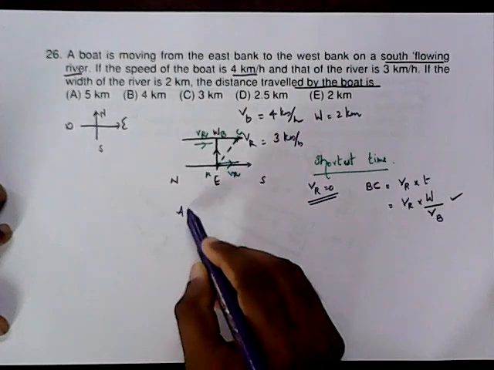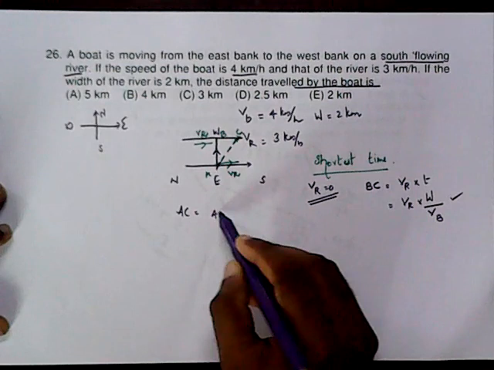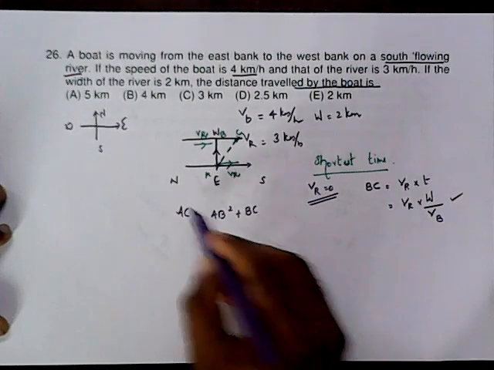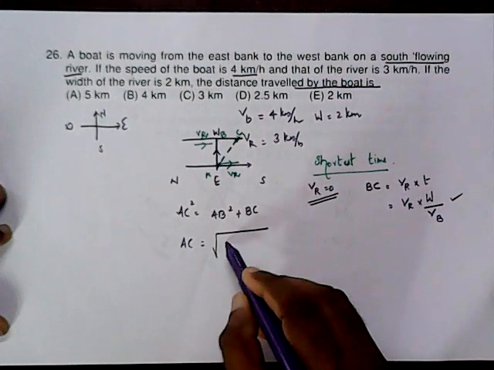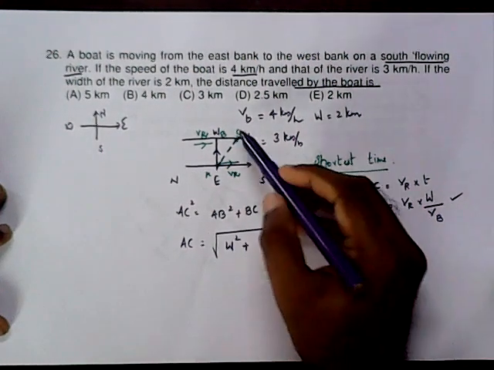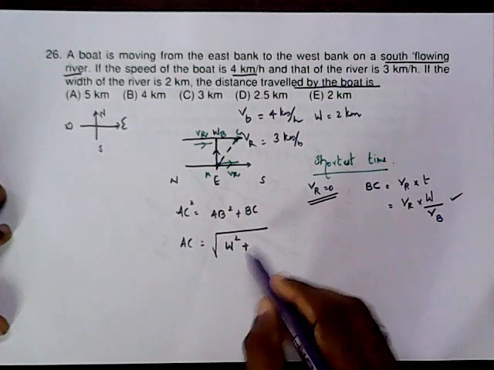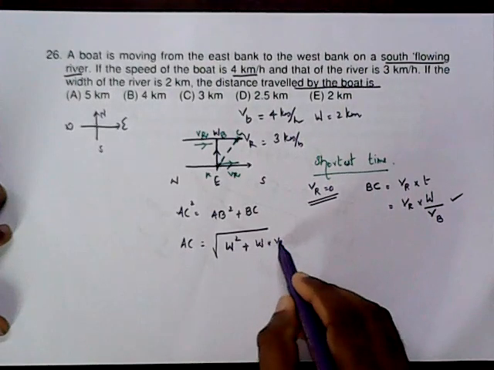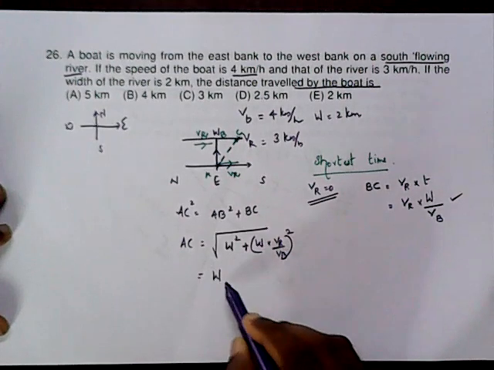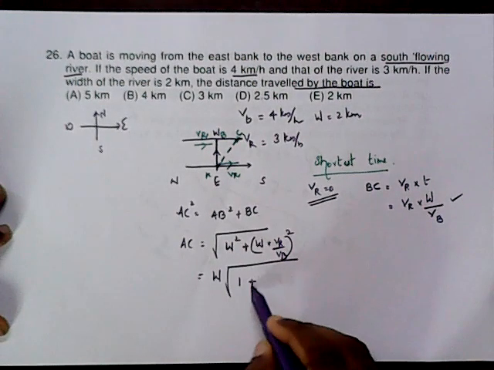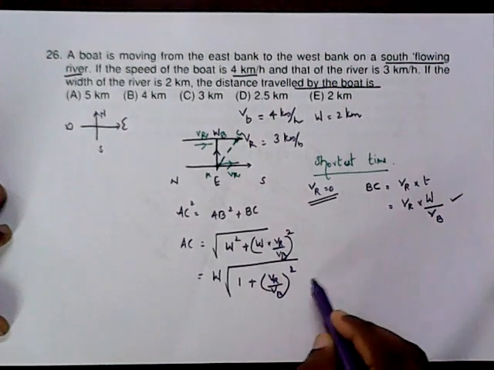So AC is the hypotenuse, equal to the root of AB square plus BC square. AB is the width, so width square plus BC square. BC is equal to W into VR by VB, the whole square. So you can take W common, and you get W root of 1 plus VR by VB the whole square.